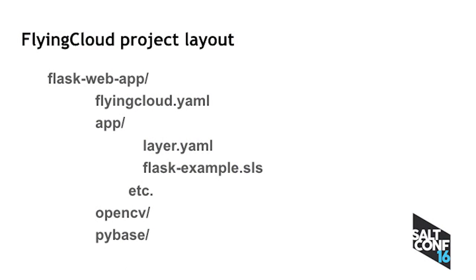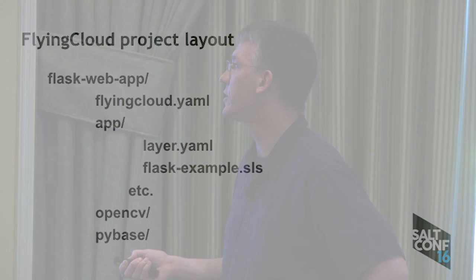So the project layout is, and I'm not showing all the files, basically just a directory with a YAML file, and then a bunch of subdirectories, one for each layer. All the support files and states and things like that are in those subdirectories. And here's the file that describes the layer.